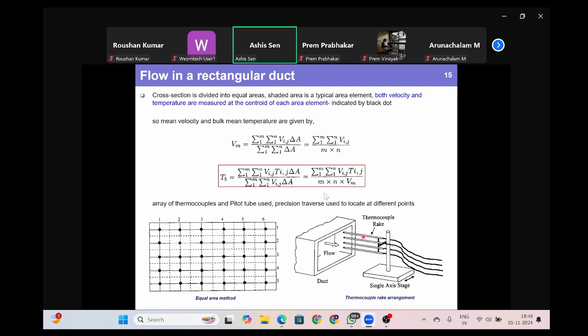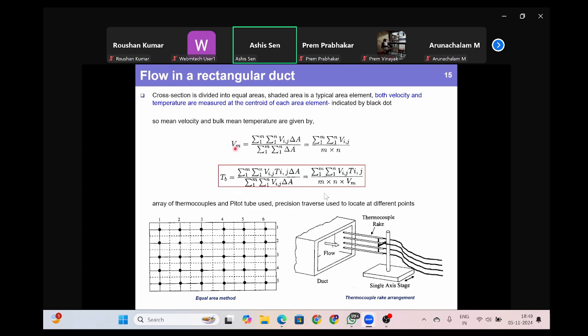So you have a thermocouple rake to measure temperature at all these 5 points at once. You can have 5 thermocouples here, and you move here, and you measure temperature at all these points. Similarly, you can use a pitot tube to measure velocities at all these points.